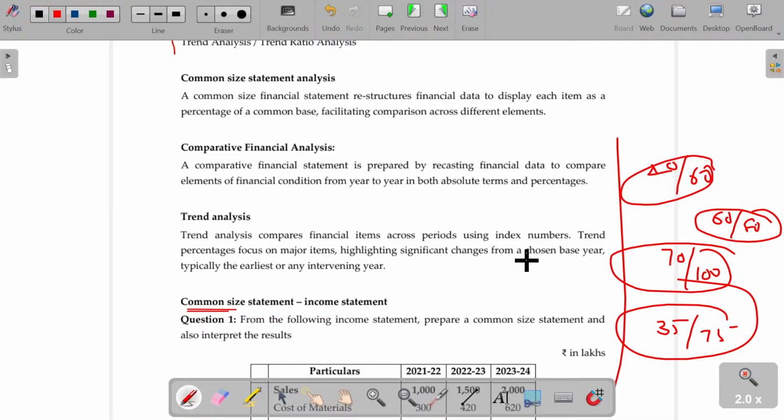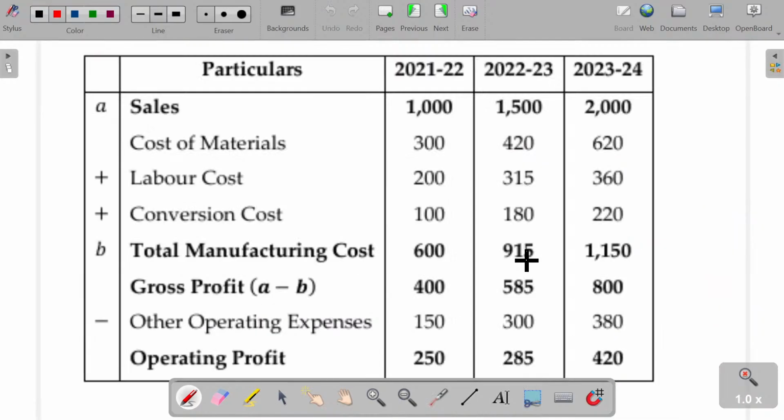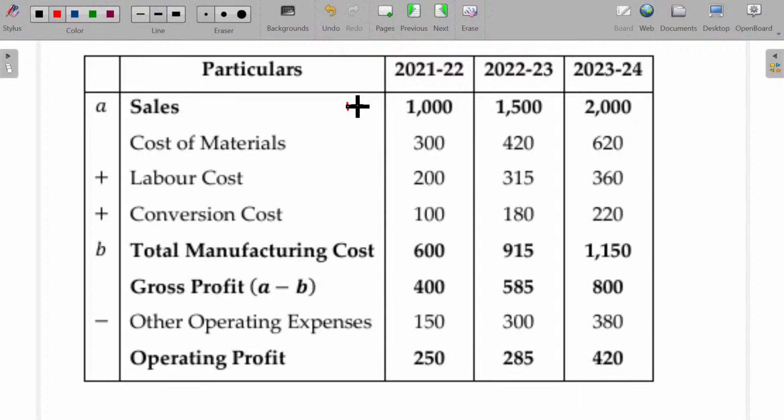So make all the results into a common size, means convert that into percentage, which is called common size. Convert that income statement or balance sheet, whatever it may be, into a percentage angle. That's all. Rest of things will be over. In this case, sales is assumed to be 100.